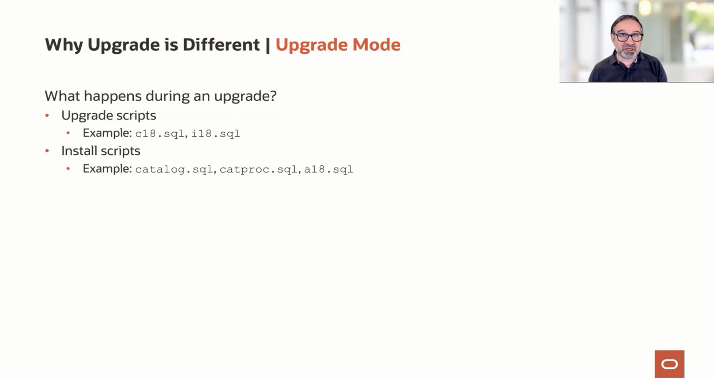What happens during a database upgrade? So in the rdbms/admin directory, you find a lot of scripts. And basically what's happening during an upgrade, we run upgrade scripts. And the upgrade scripts, for instance, here's an example. They start with C, so c18, i18. And you can look in these scripts, they're all open and you see what gets created or what gets altered. And then we have install scripts. And the install scripts are catalog and catproc, of course, some others as well, but also an a script, which after catalog and catproc have been completed, adds extra things we can just add at this stage when catalog and catproc have been completed.